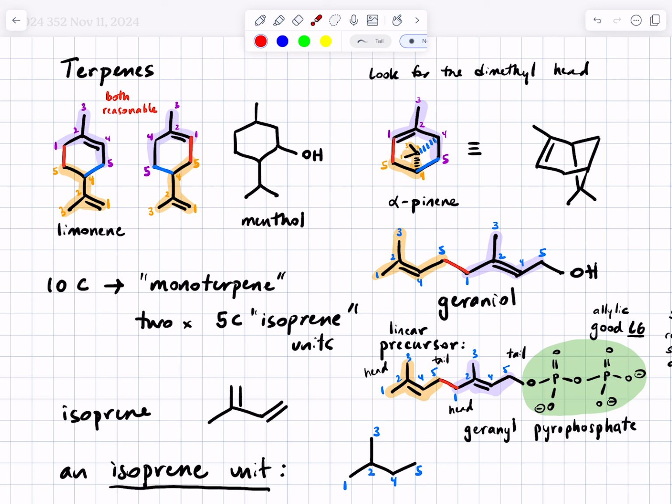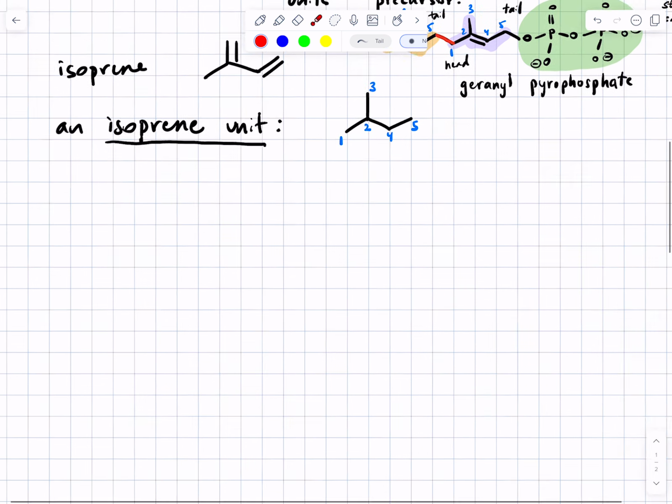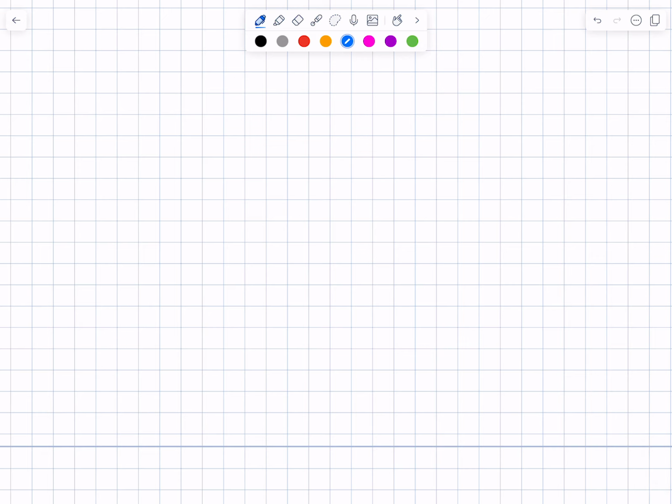Okay, I told you it would get worse before it gets better, so prepare yourself. What we're going to do now is look for isoprene units in what's called a sesquiterpene. Sesqua means 1.5. So a sesquicentennial celebration is a 150-year anniversary. A sesquiterpene is 1.5 terpenes. One terpene is 2 isoprene units. So how many isoprene units in a sesquiterpene? 3, or 15 carbons, right?